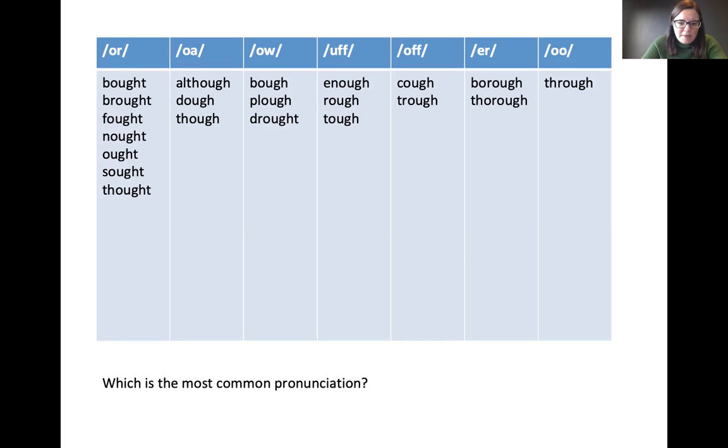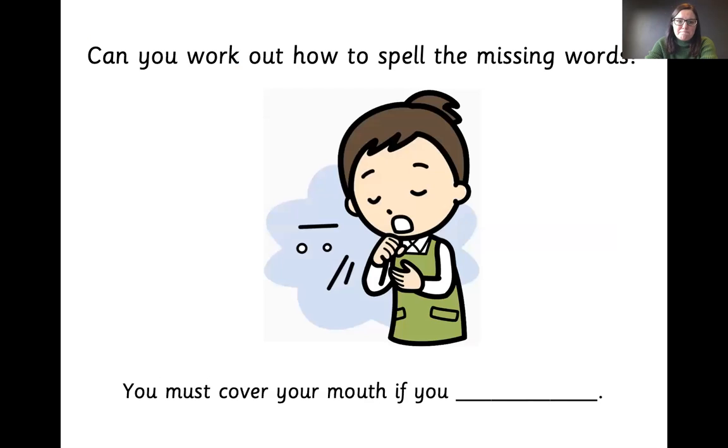Now, we can see from here which is the most common pronunciation, and it does look like from here that or is probably the most common way to pronounce the O-U-G-H. But as you can see, there are 7 different sounds that it makes. Just have a look at some of those words. We're going to practice them this week. So hopefully with a bit of repetition and a bit of practice, we will remember how to use that O-U-G-H sound. Have a look at them because I've got a little bit of a game for us to play.